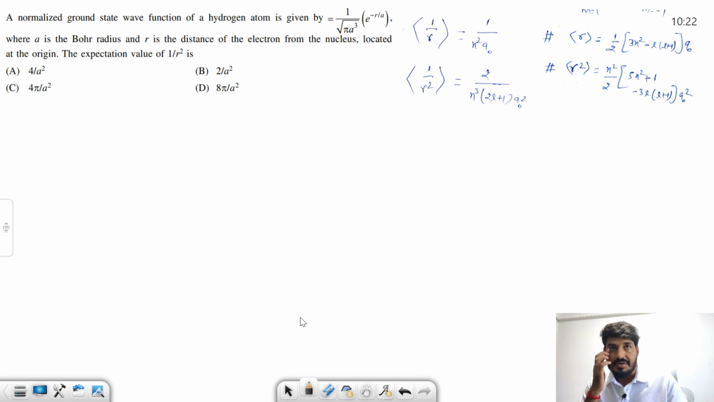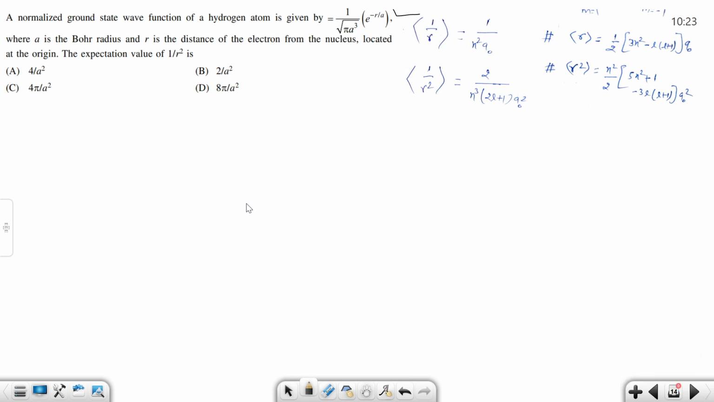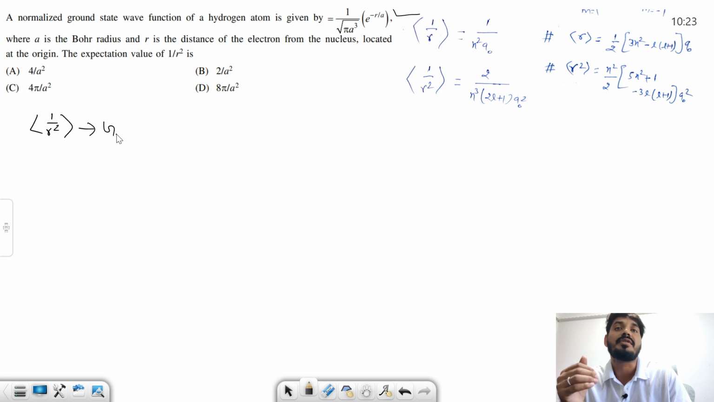This one is very interesting question. So first see the question, what they are asking: a normalized ground state wave function for hydrogen atom is this. This is the ground state wave function given to us, where A is the Bohr radius, R is the distance of the electron from the nucleus. We have to find out the expectation value of 1 by R square on ground state.